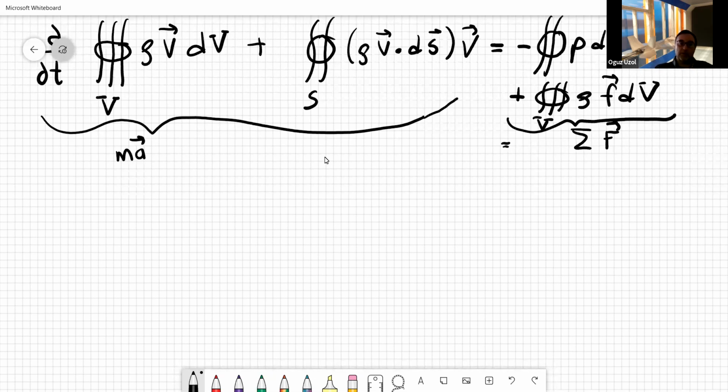Also, similar to what we did for the continuity equation, this can also be written in differential form. So basically what we could do is change this surface integral to a volume integral through the divergence theorem, and then also collect this other surface integral into a volume integral. So everything becomes a volume integral.